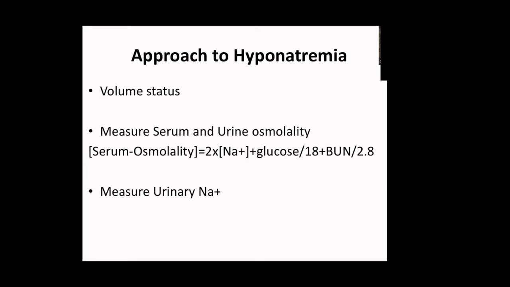As you all know, in hyponatremia the serum osmolality will be low and urine osmolality will be high, because the body tries to conserve water. So osmolality is solute upon solvent. The solvent will be reduced, as a result of which the osmolality will be high. And you measure urinary sodium. This is one take home message from this lecture to all the PGs, whoever is listening: please measure urinary sodium.